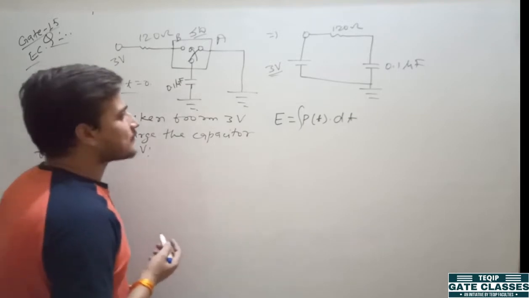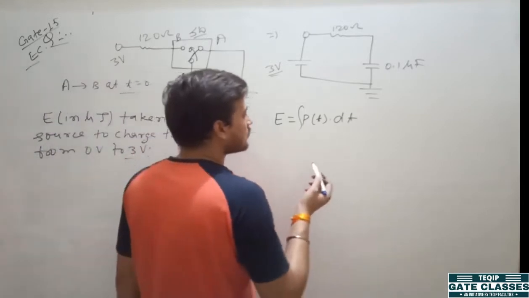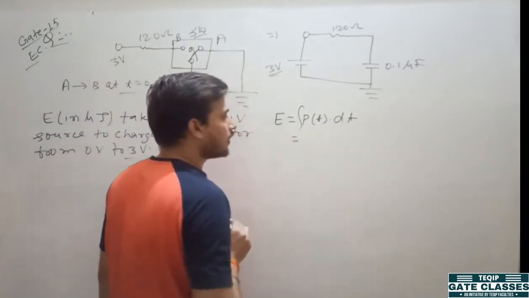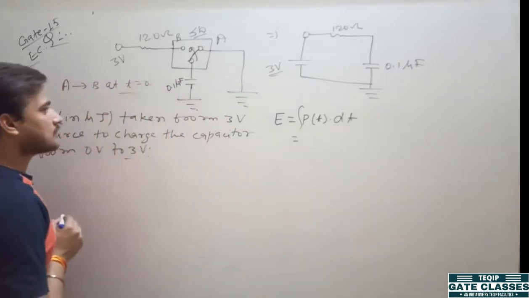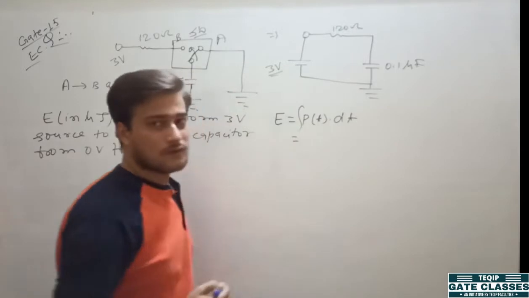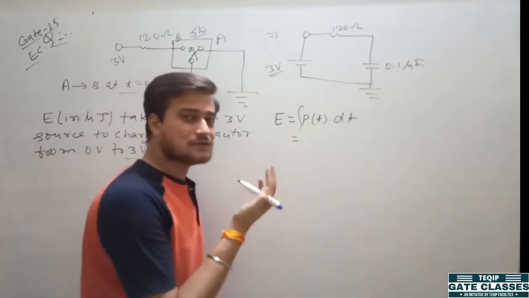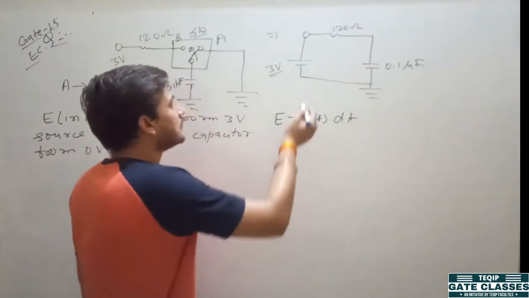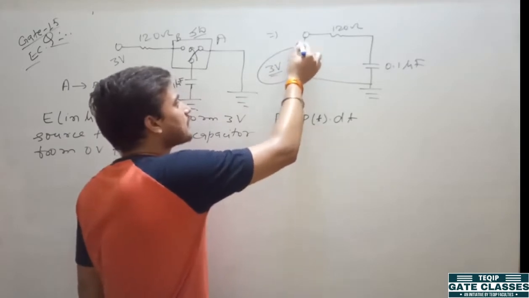So let us see how to find. What is the expression for power? Power is equal to voltage into current. Now how much is the voltage? You see, when the capacitor will be charged to 3 volt, or we can say this 3 volt battery is delivering the current i(t).